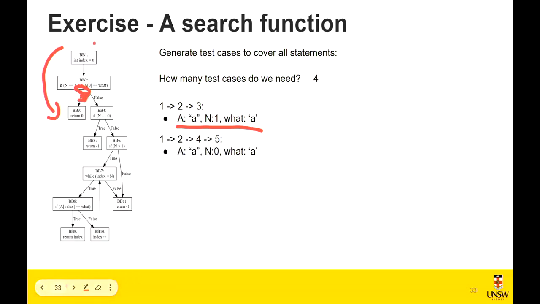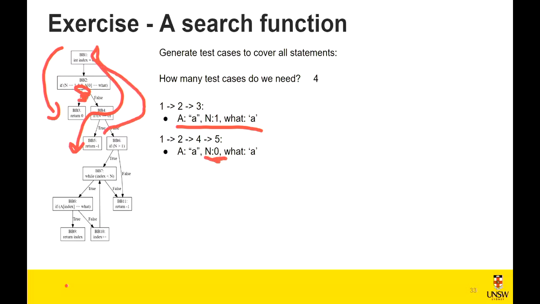And the second one is 1, 2, 4, 5. In this case, we need to also satisfy the condition of basic block 4, where n equals 0. So we need to modify the test case so that it can satisfy n equals 0, and this is what we get.